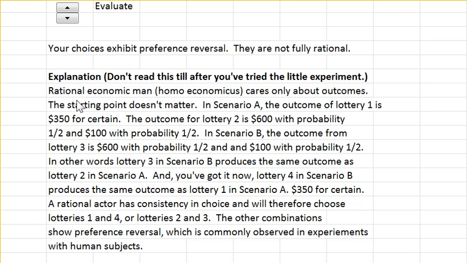Here's the idea. Economic man who believes in expected utility does not care about the starting point, only about the outcomes. It turns out these scenarios are set up to produce the same outcomes. However, they are framed differently. Scenario A is framed as if you are winning something starting from a low amount. Scenario B is framed as if you're losing something starting from a high amount.